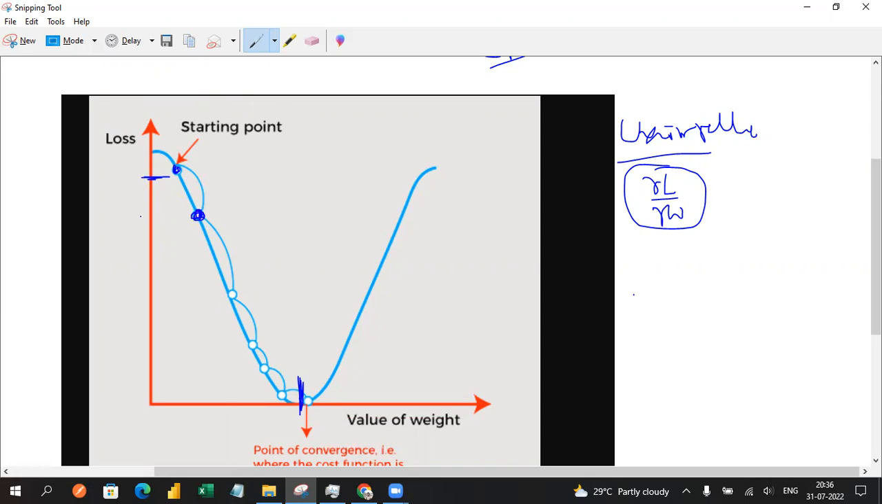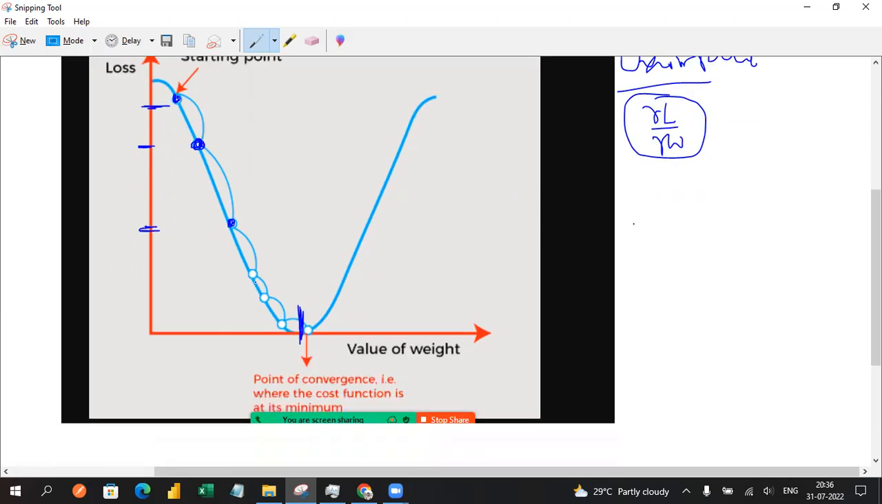What will happen in this case? The loss is also very high. And in the next case, the loss is also very high. Somewhat it is slightly going to be decreasing.